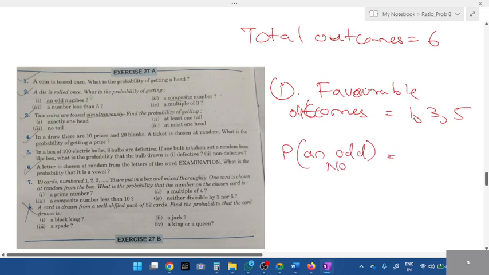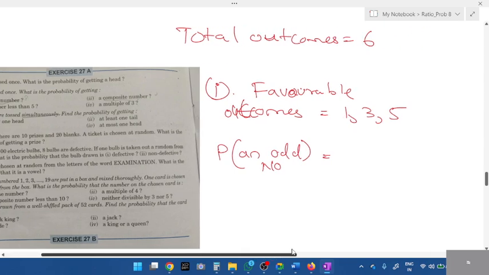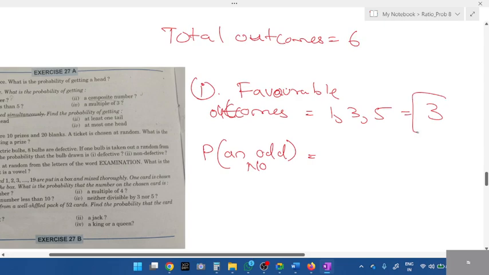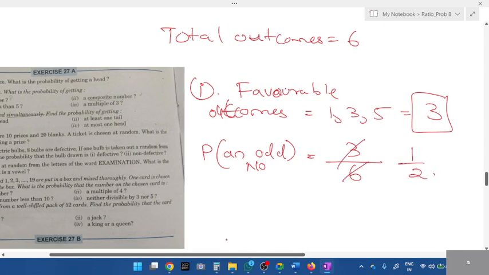Yes. Total how many favorable outcomes are there? Total 3. See, this is equal to 3, divided by total outcomes, which is 6. What's the answer if you reduce it? 1 by 2. Complete the other questions.